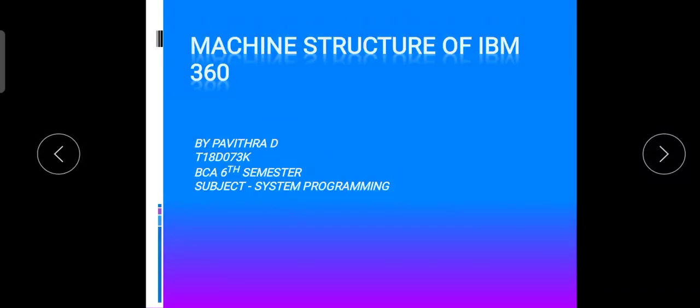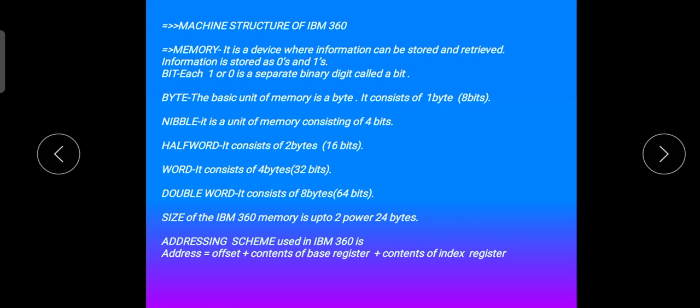My name is Pavitra. I am going to present the topic called machine structure of IBM 360. Machine structure of IBM 360. Here memory is a device where information can be stored and retrieved.